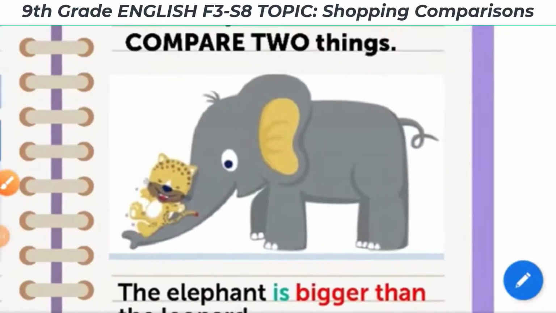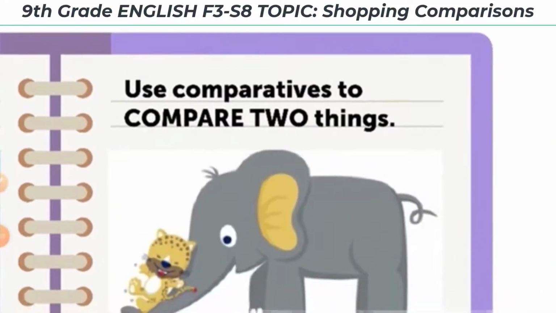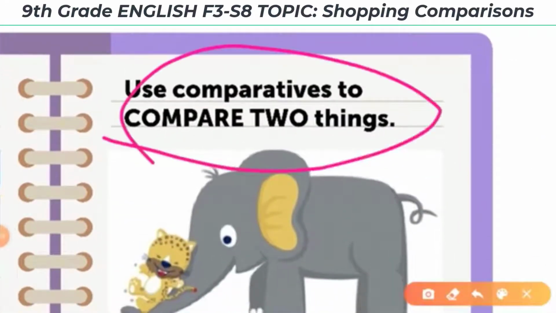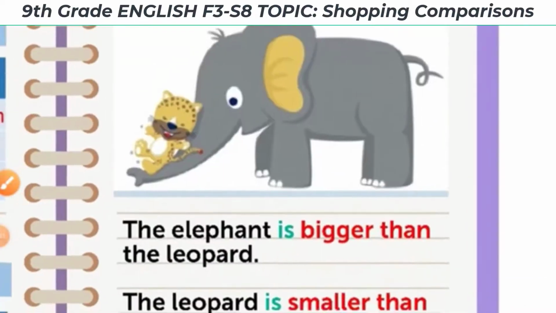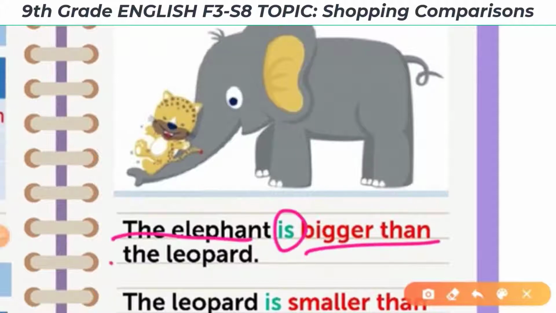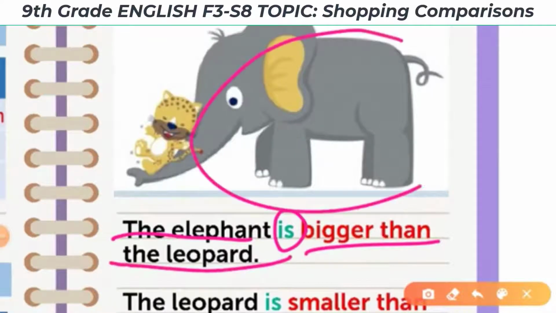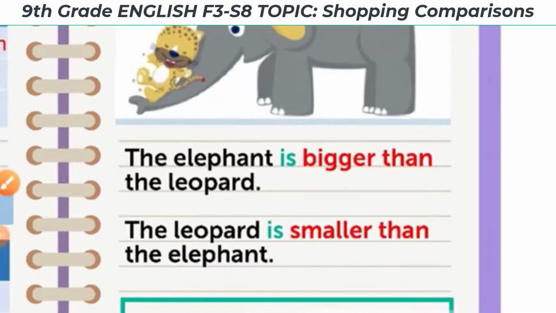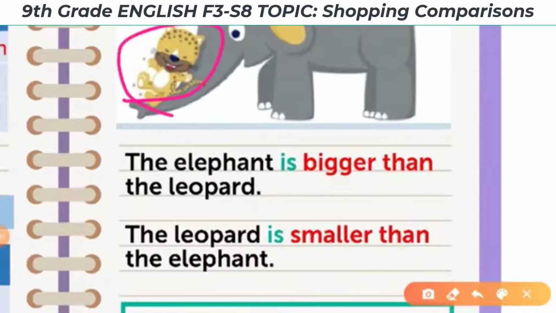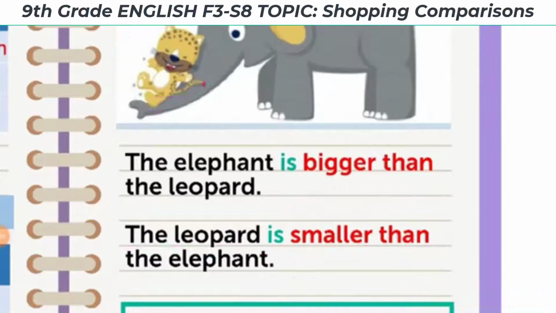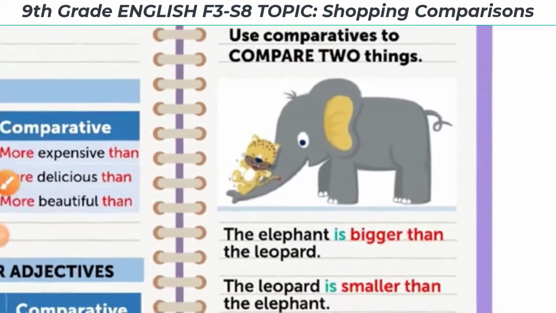Now, we have here another example. Ven que usamos comparatives para comparar two things or two animals in this case. For example, the elephant is bigger than the leopard. Yes, bigger, más grande. Is bigger than. Y al revés lo mismo. The leopard is smaller than the elephant. ¿Ok? Entonces, solo es comparativa.